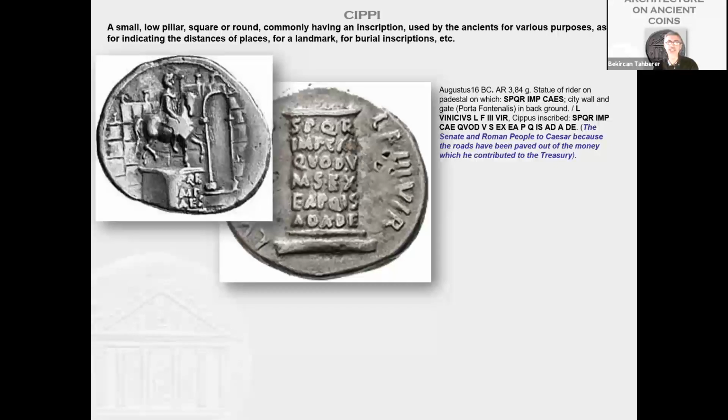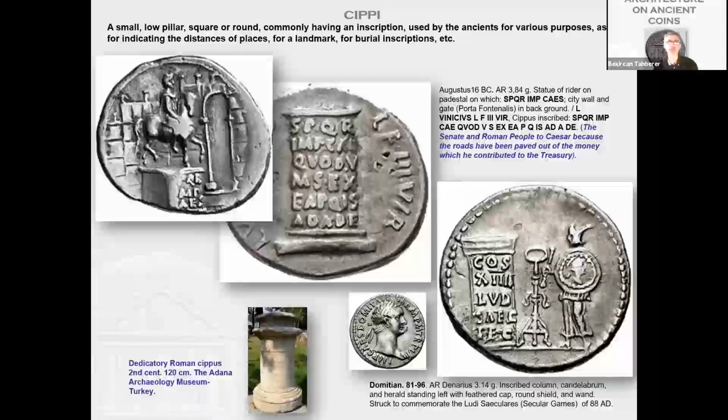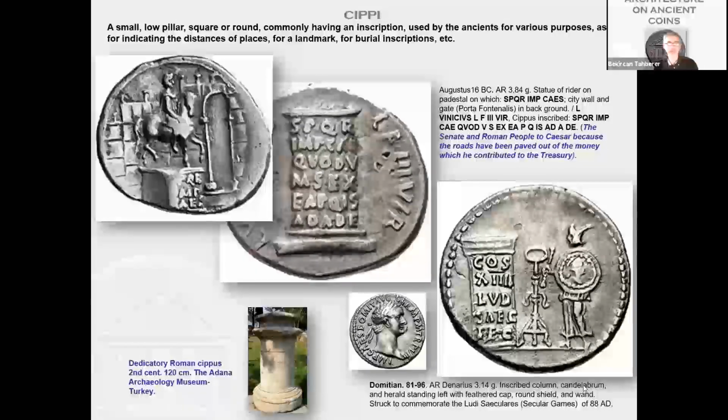So it was a freestanding structure or an architectural element just to advertise something the emperor did. And it was not only during the time of Augustus you see that. Here is another coin from the time of Domitian with similar inscriptions celebrating the secular games.